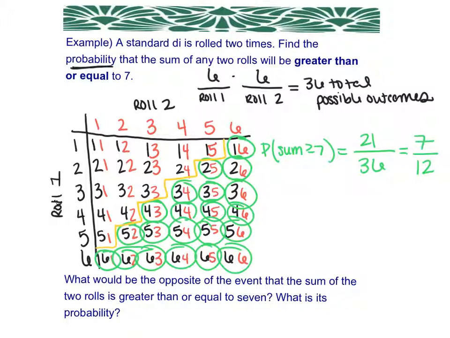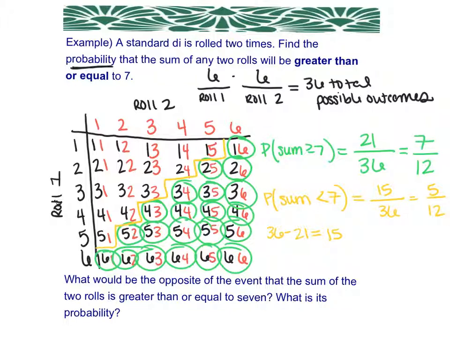You could also think of it this way: I could count up the times it doesn't happen and then subtract that. If I think of what's called the complement of this event, the probability that the sum is strictly less than 7, that would be all the ones that are left over. Instead of counting, I can just take the total number of outcomes and subtract the 21, so I know what's left. That's going to be 15. So 15 over 36, I can divide by 3 and get 5 out of 12.